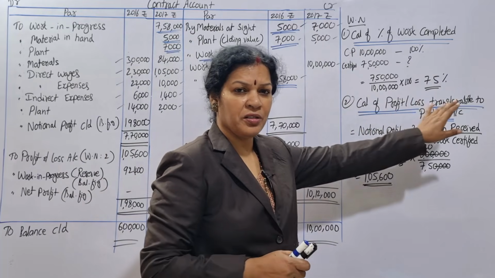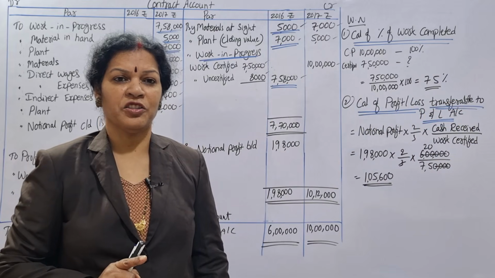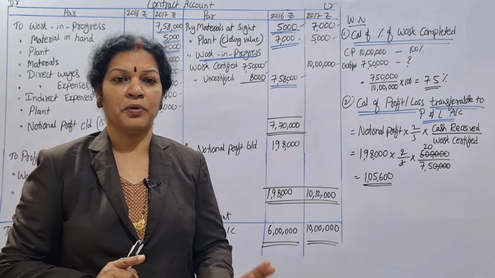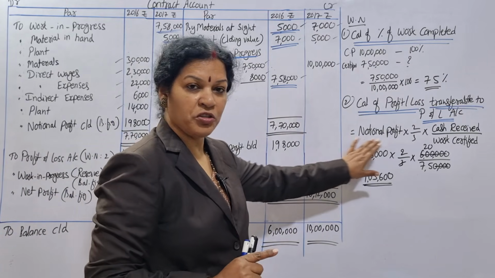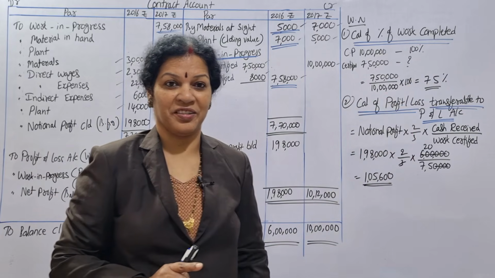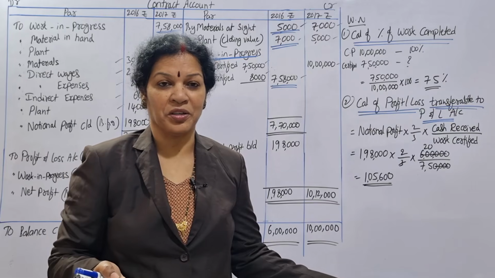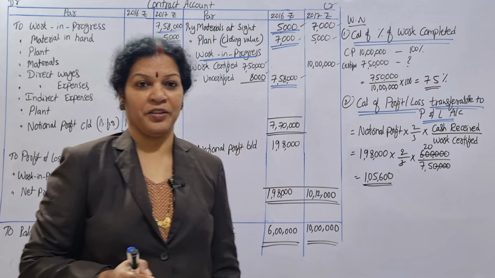Calculation of profit or loss to be transferred to the profit and loss account. Now how do we calculate? You know the formula. Formula is notional profit into 2/3. How did you get 2/3? Because of 75%. 75% means it is 2/3 only. 2/3 into cash received by work certified.